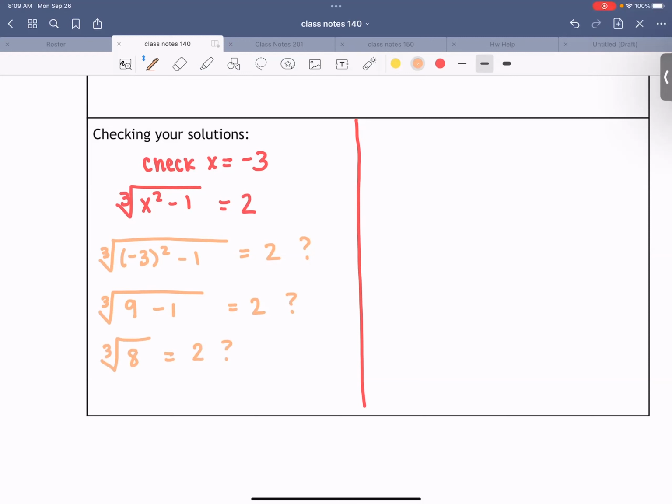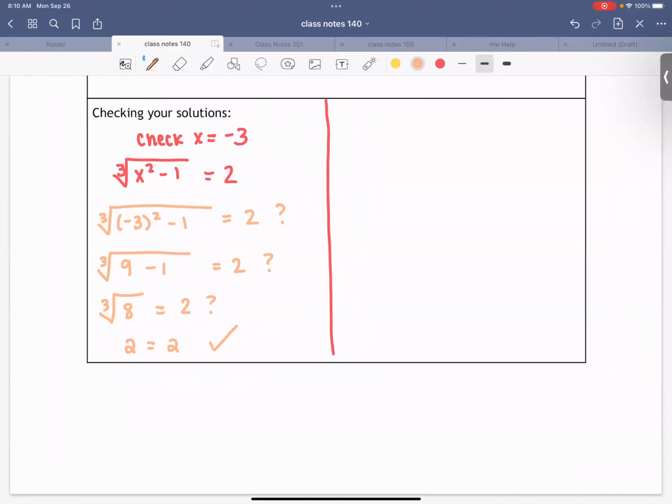What's the third root of 8? 2. 2, good. If you're unsure, you can always type it in your calculator. Okay. By the way, how would I type this into my calculator? How would I find the third root of 8 in my calculator?